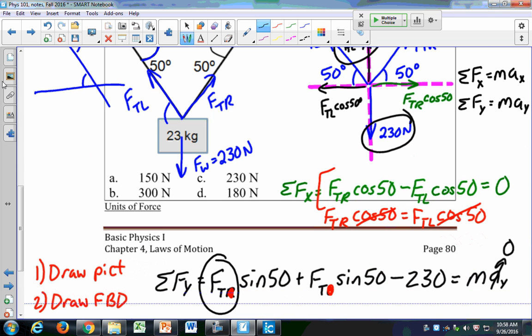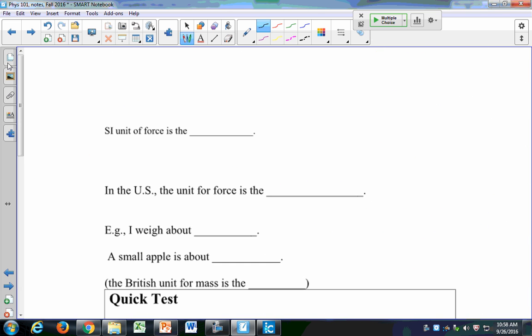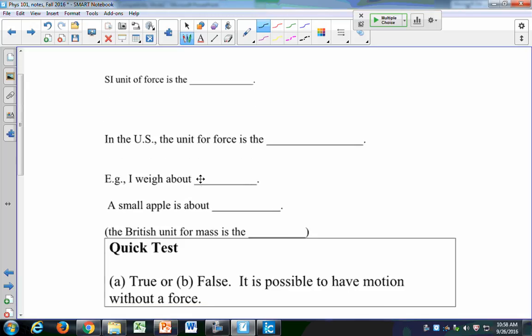We did these problems. Let's go. We still haven't done the third law, so we're going to cover the third law today, and we'll do some more practice problems, too. Okay, so we've been using the unit of force. It's the Newton.